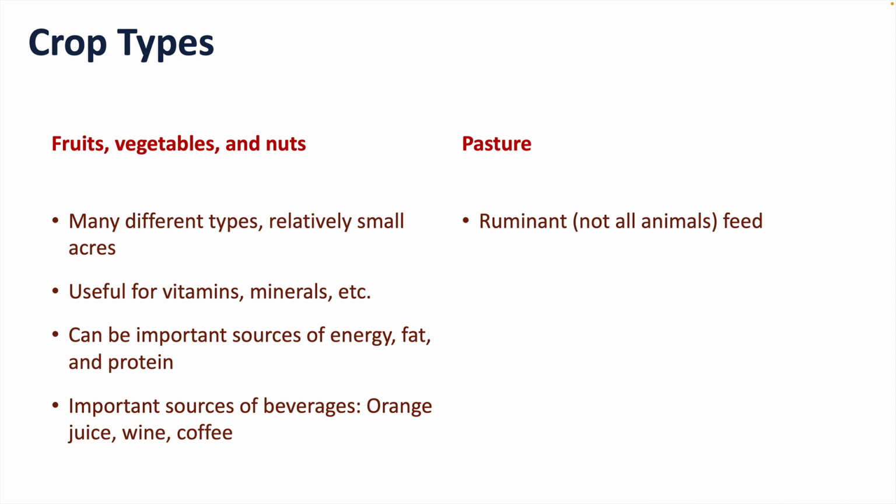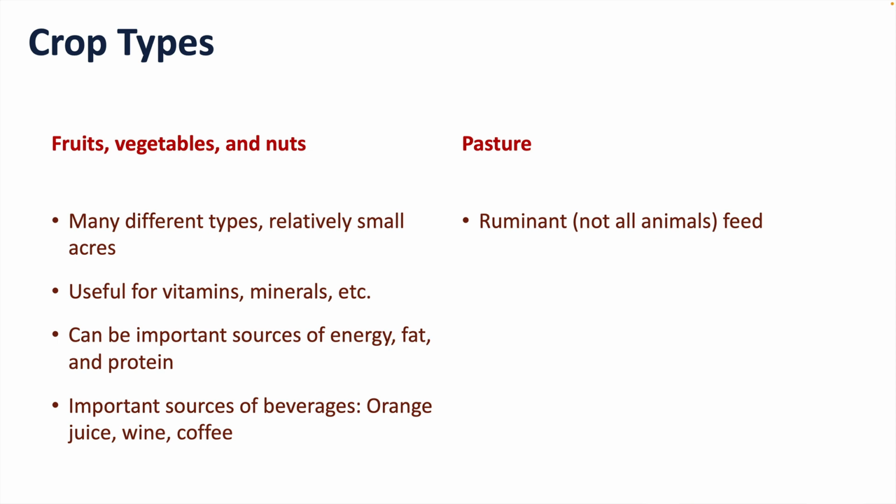So we have cereals, we have oil seeds, we have fruits, vegetables, and nuts, which is a large category, but many crops, smaller acres. And then we have pasture. And pasture is grass, alfalfa, legumes, and they primarily provide animal feed for a particular type of animal, a ruminant.